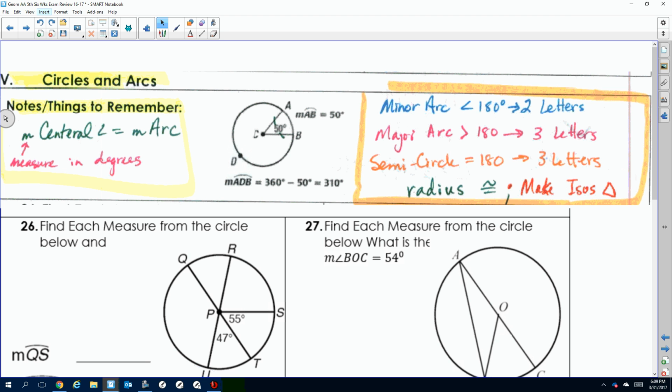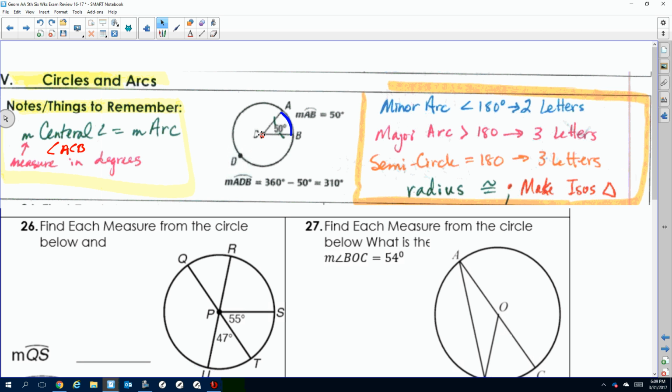Central angle is when the vertex is at the center. So C is our center. A central angle would be angle ACB. And then the arc is what's in between that central angle, the curve, that's AB. And the measure of that arc is equal to the central angle. So if you look on here, we have 50 on the inside, so there's 50 on the outside.